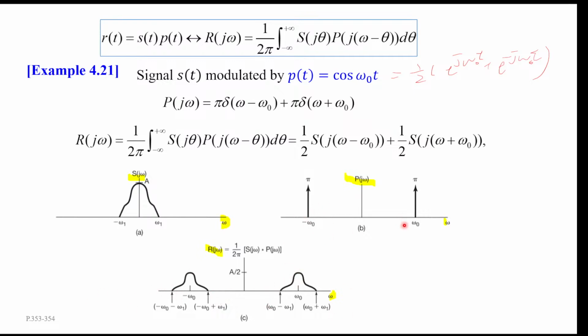Let's assume this omega naught is pretty big, so you are modulating with a faster signal. If omega naught is bigger than the frequency spread of your S, then your spectrum gets split into this part and this part. They are centered around minus omega naught and plus omega naught, and the height is 1 over 2 of the original signal. So you see the modulation can split the input into two different frequencies.